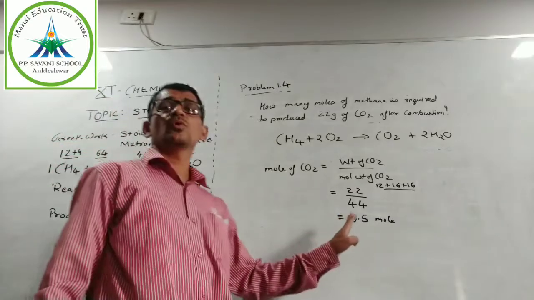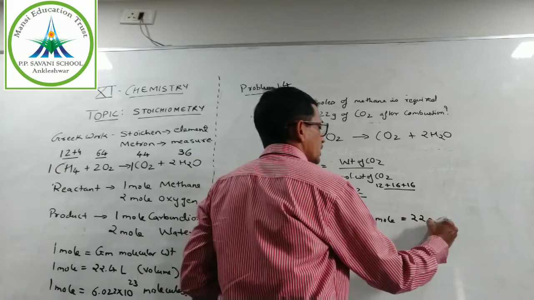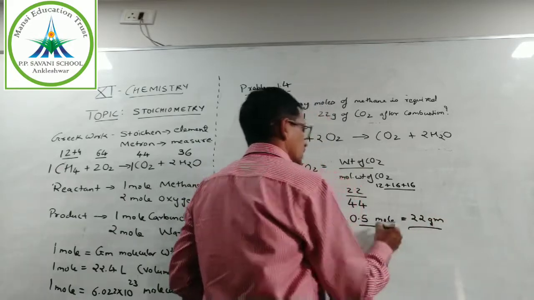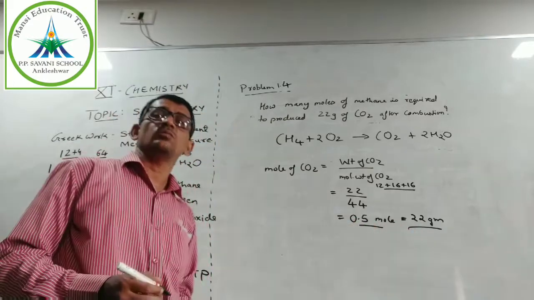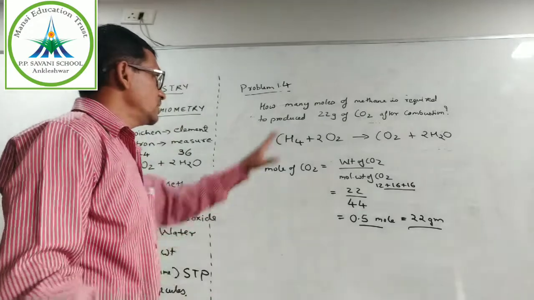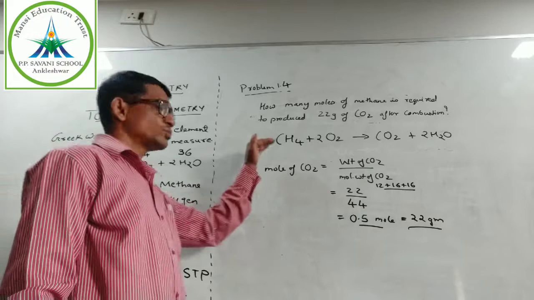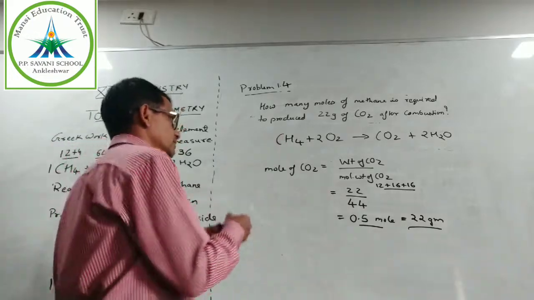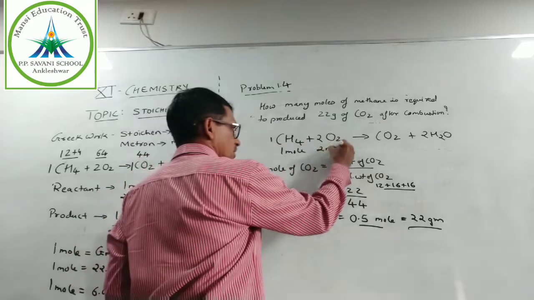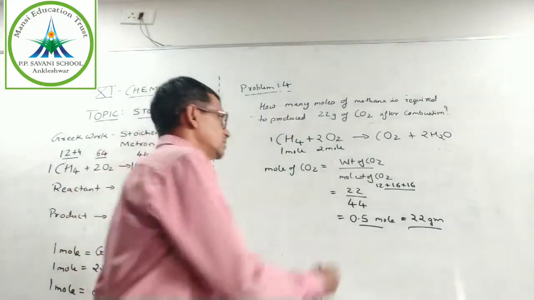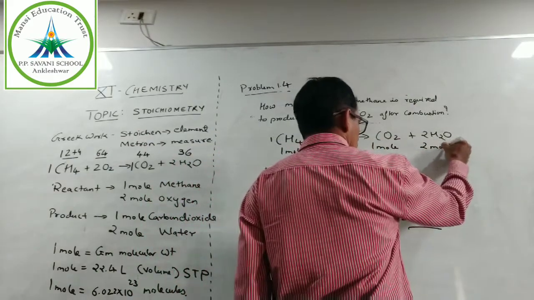Okay, so we want to produce 22 gram of CO2. In terms of gram it is 22 and in terms of mole it is 0.5 mole, means half mole. The question is how many moles of methane are required. From stoichiometry we get the idea. Here, 1 mole of methane reacts with 2 mole of oxygen, gives 1 mole of carbon dioxide and 2 mole of water.